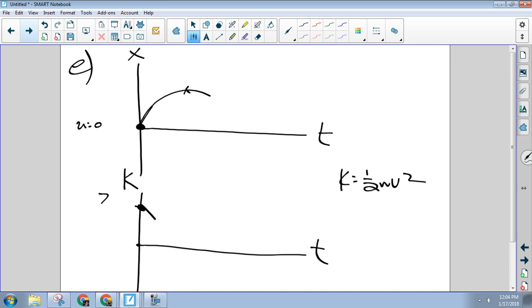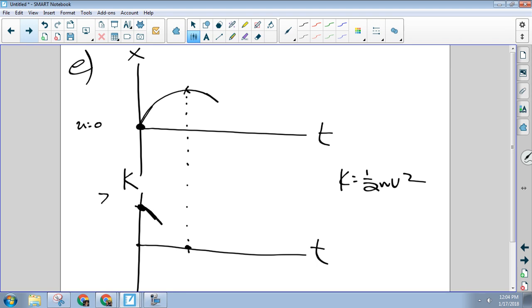So what does my kinetic energy have to be at that point? 0. So my kinetic energy there has got to be 0. Good? Now, if my position's decreasing, that means my potential energy is going to decrease. So what does my kinetic energy have to do now? It's got to increase again, right?